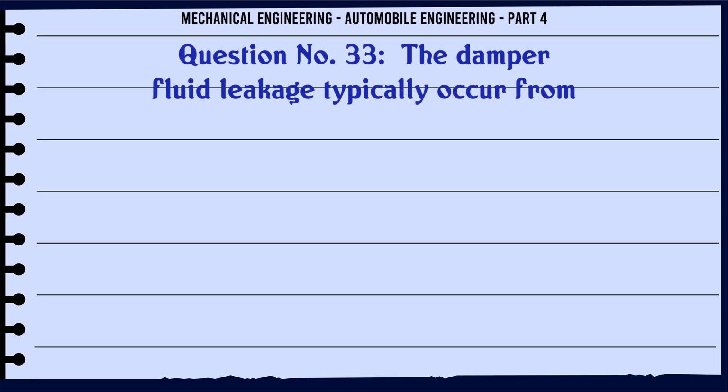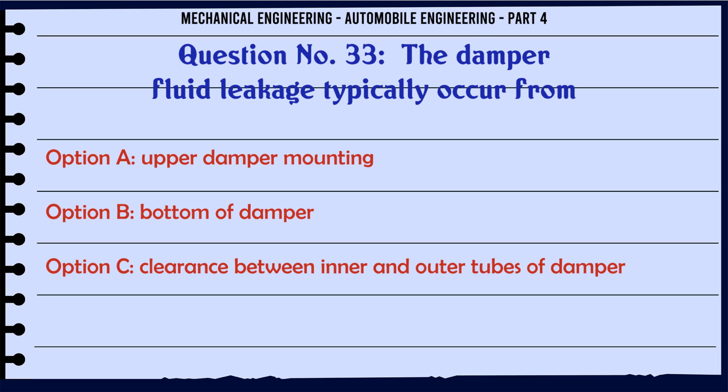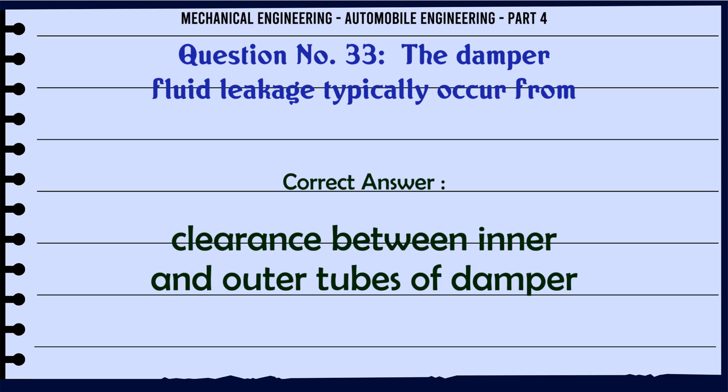Damper fluid leakage typically occurs from: A. Upper damper mounting, B. Bottom of damper, C. Clearance between inner and outer tubes of damper, D. Coil spring mounting. The correct answer is clearance between inner and outer tubes of damper.